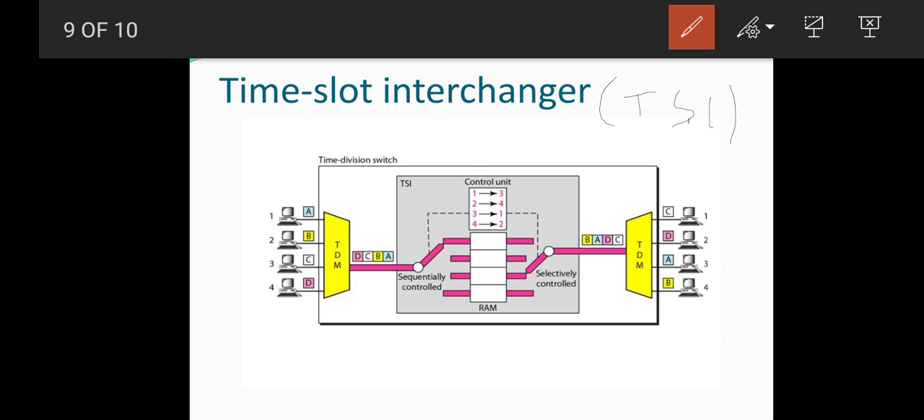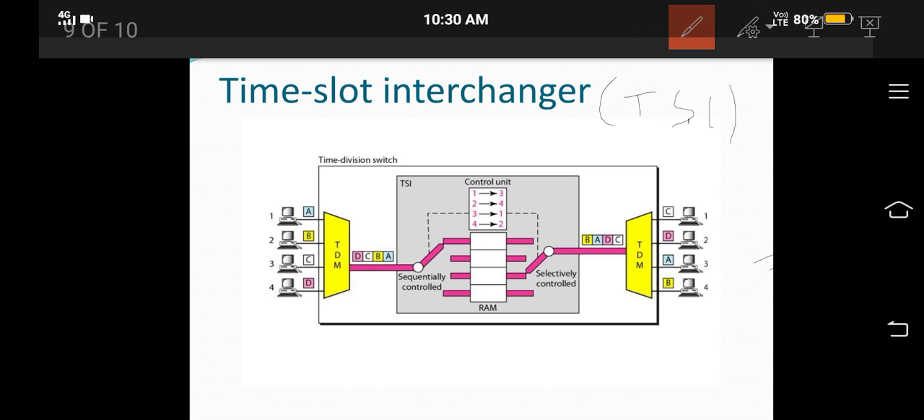Then the TSI receives digital data during one time slot. It stores them in memory and releases them during the proper time slot in the next slot, based on the decision of the control unit. The time slot interchanger manages the time slots.